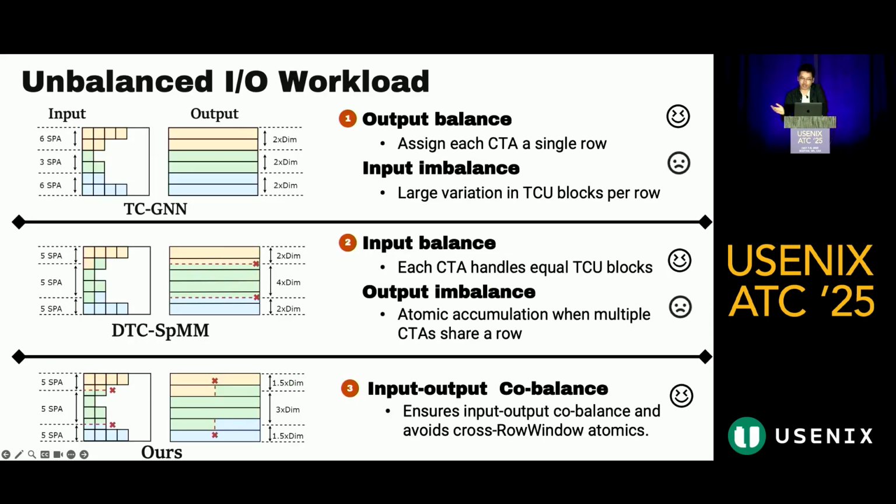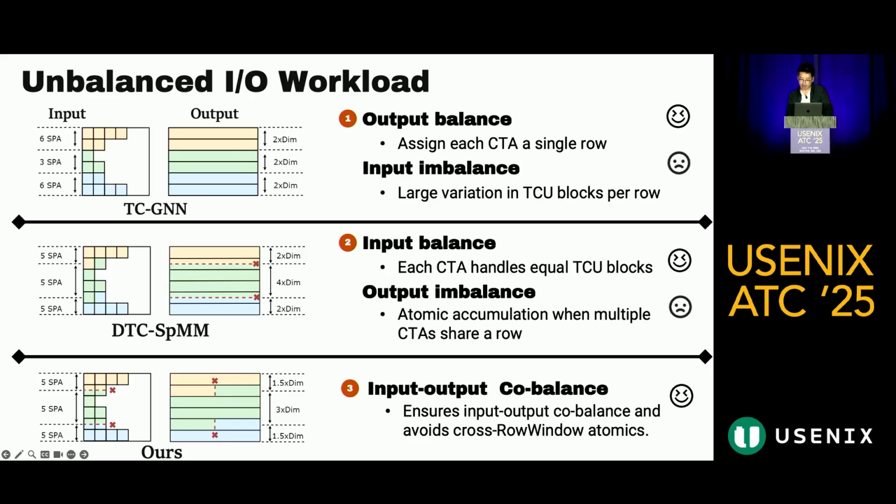We also find another big challenge in SpMM is workload imbalance. First, the top one is the output balancing technique. Here, each CTA is assigned to compute all TCU blocks in a single output load window. For sure, this makes the output nicely balanced. Every CTA only writes to one load window, but the problem is on the input side. Different load windows can have very different numbers of TCU blocks. That means some CTAs will have much more work than others. That leads to poor load imbalance, wasting the SM resources.